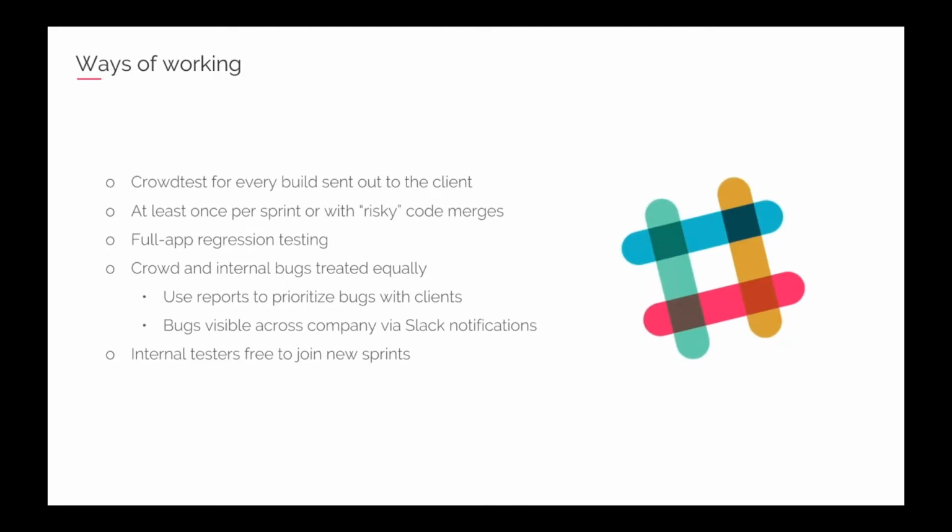What's cool about it, though, is that any bug that gets approved from the crowd, internally, they're just treated the same as any bug that our internal testers raise. They get prioritized with the customer, and they're visible across the company through Slack, just the same as any other bug. But what's most important is that it's really freed up our testers to join the new sprint.